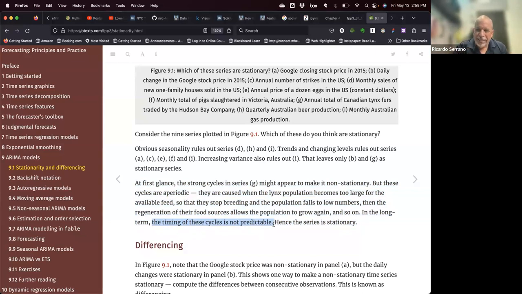So the lynx time series is a stationary time series, because we have no trend. It just goes up and down, but the mean stays the same. It has constant variance; we don't see the variance growing larger or smaller through time. And that apparent seasonality or those cycles are aperiodic. In other words, they don't conform to a specific period, because it depends on some external factor that is not seasonal.